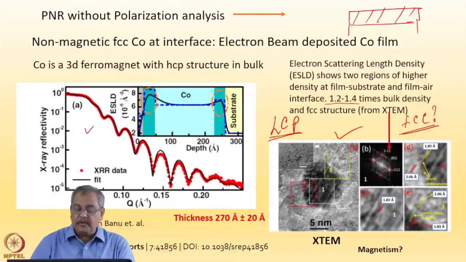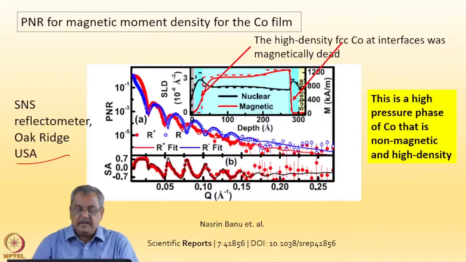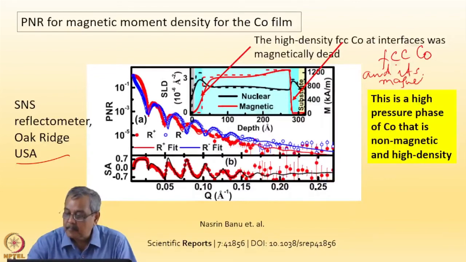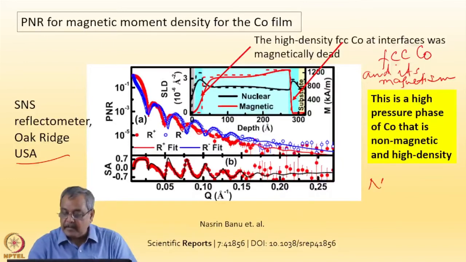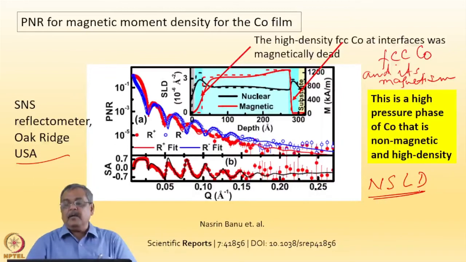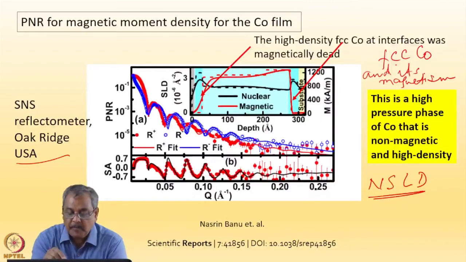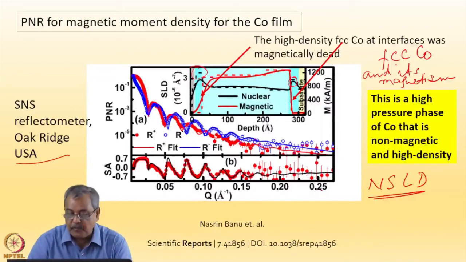So then we took this sample to a neutron reflectometer at Oak Ridge. Now this will tell us about this FCC cobalt and its magnetism. One is the physical density profile that I will obtain from nuclear scattering length density, in the same manner I obtained in XRR through electron scattering length density. So please see the neutron or polarized neutron reflectivity data. This is the physical density. It clearly shows the fits here for the plus and minus polarized neutrons. This is the asymmetry parameter over a very large Q range, almost up to 0.25 angstrom inverse.